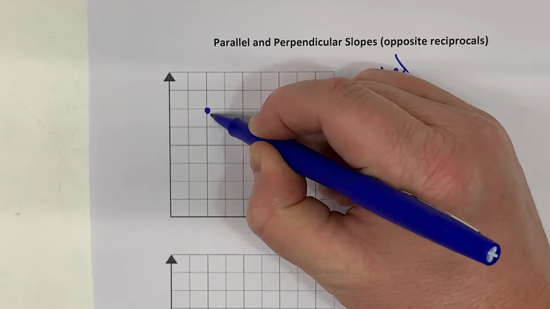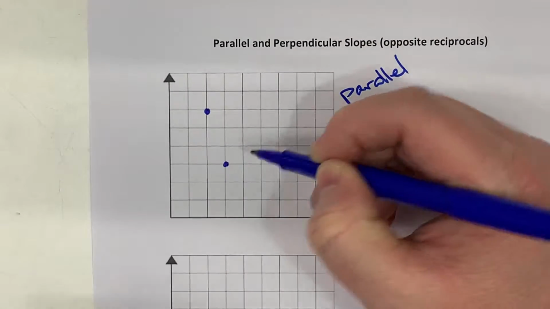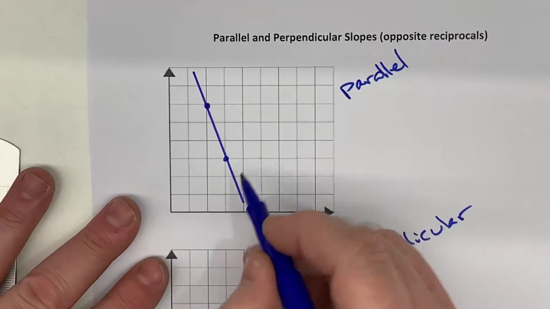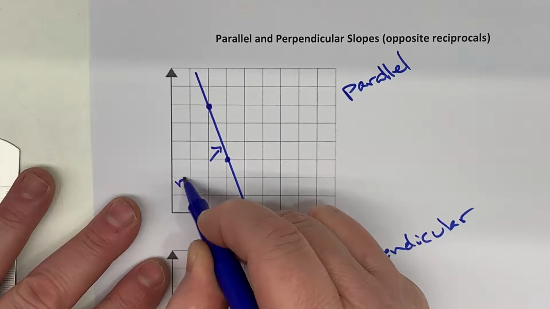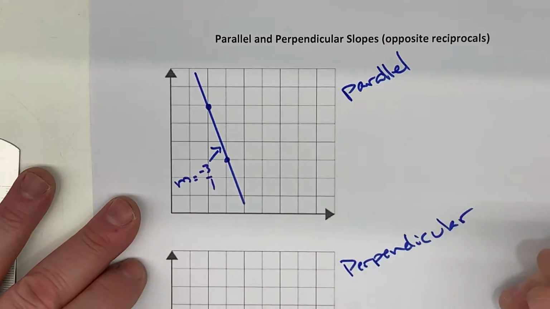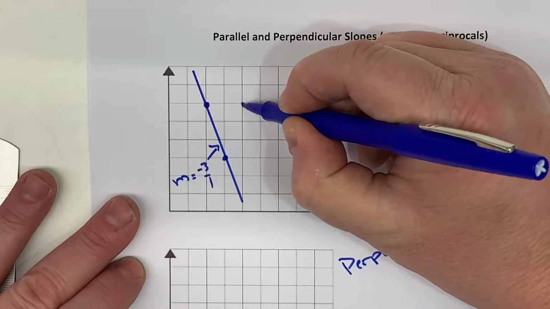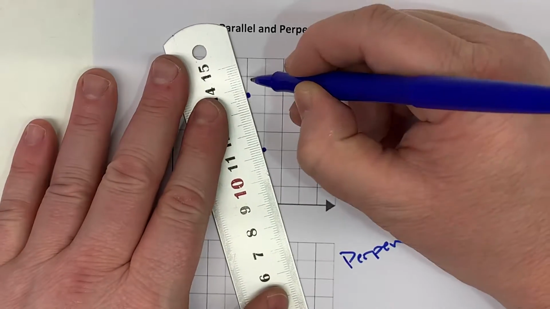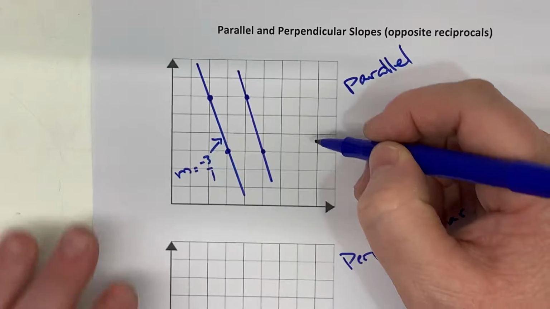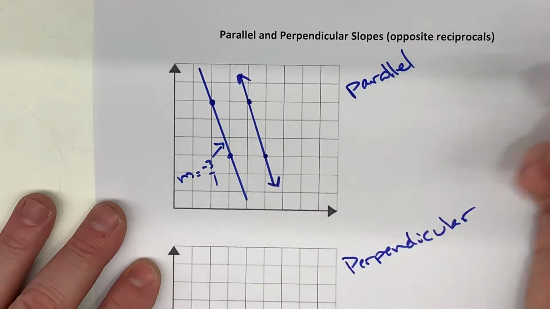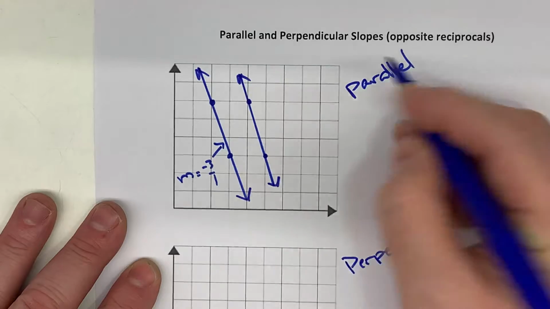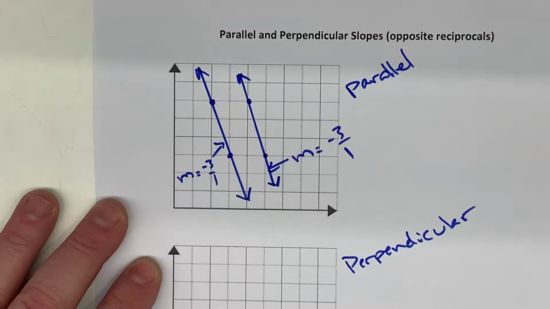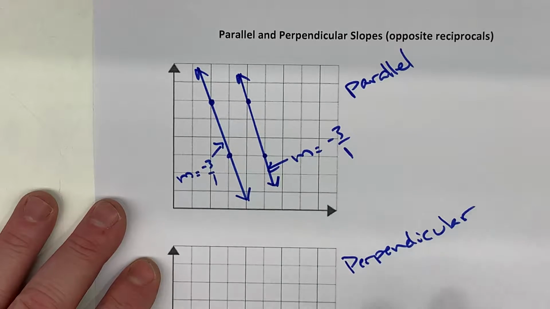I'll have one go right here. We'll go down 3 over 1. The slope of this line, m equals a negative 3 over 1. Now let's draw a parallel line. The slope of this line, m equals a negative 3 over 1. The slopes are the exact same when the lines are parallel.